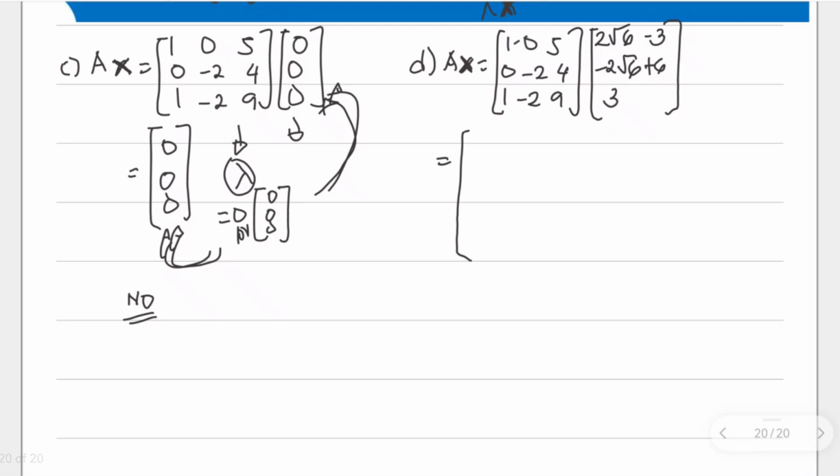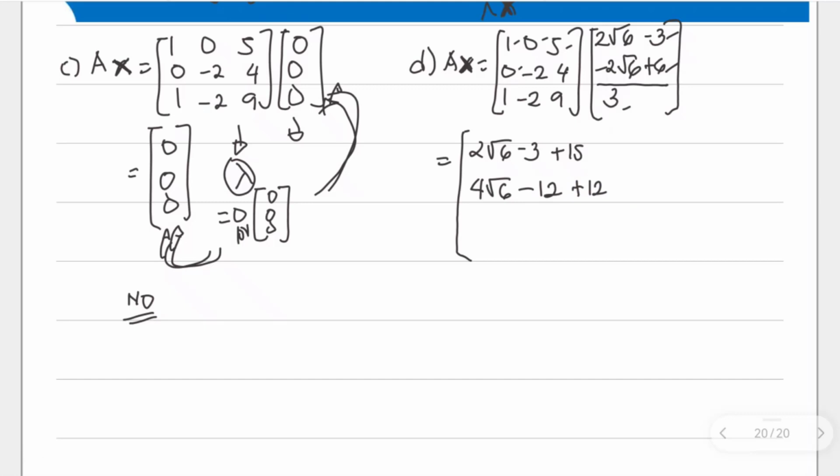So 1 times this, you'll have 2 square root of 6 minus 3. 0 times this is actually 0, right? 5 times 3 is positive 15. Just for the first entry, let's try to simplify it later. 0 times this entry is 0. So you have negative 2 times this entry. So that's positive 4 square root of 6 minus, that's minus because negative 2 times positive 6 is minus 12. And then for the last one, we still have 4 times 3. So we have plus 12 here as well.